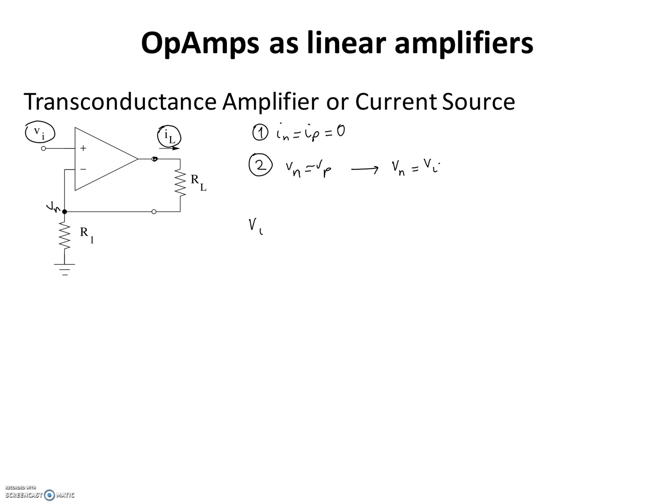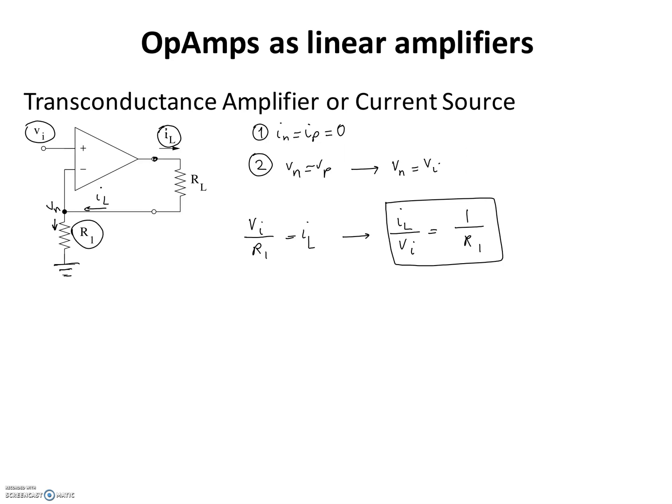From there I can write the node voltage equation at this node. Vi over R1 is equal to IL. So the current that flows through R1 is equal to the current that goes into the node of VN, and from there IL over Vi is going to be equal to 1 over R1. So the value of this output current IL is independent of the value of the load resistor RL. We just showed that, and I can set the gain of this transconductance amplifier by choosing different values for R1.